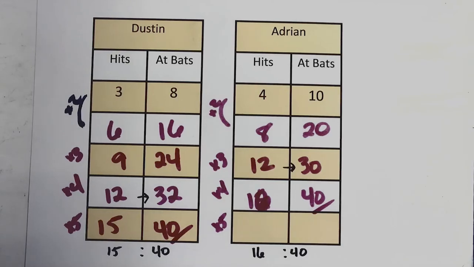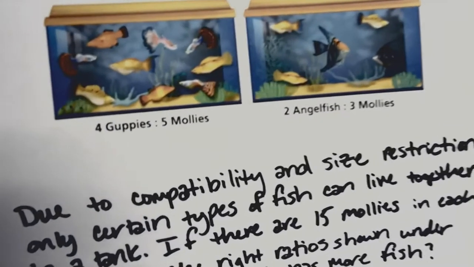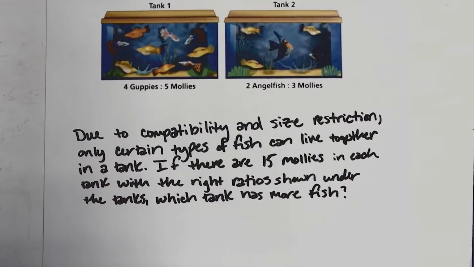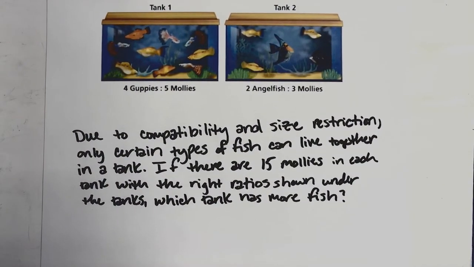All right, so this next problem I just wrote down real fast for us to try. I'm going to read the problem aloud. It says, due to compatibility and size restrictions, only certain types of fish can live together in a tank. If there are 15 mollies in each tank with the right ratios under each of the tanks, which tank has more fish? So I'm looking at tank 1, and my ratio is 4 guppies to 5 mollies, and tank 2 is 2 angelfish to 3 mollies. So let's make a table to show the ratios of guppies to mollies in tank 1 and in tank 2.